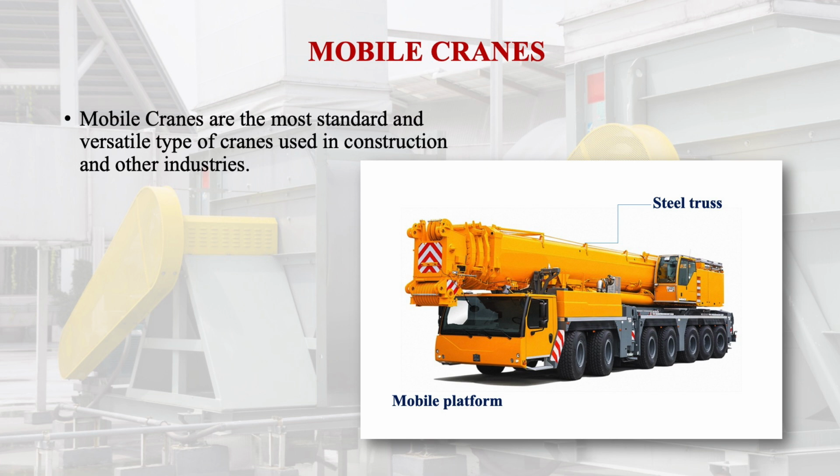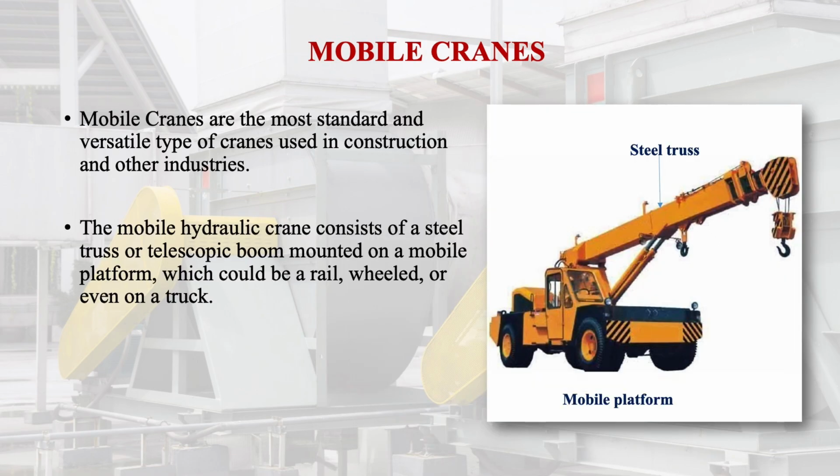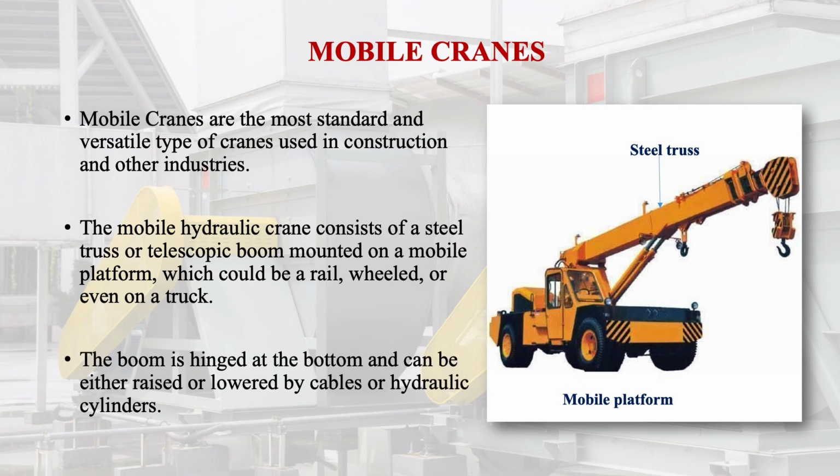Mobile cranes are the most standard and versatile type of crane used in construction and other industries. As shown in the figure on the right-hand side, mobile hydraulic cranes consist of a steel truss or telescopic boom mounted on a mobile platform, which could be rail, wheeled, or even a truck. The boom is hinged at the bottom and can be either raised or lowered by cables or hydraulic cylinders.